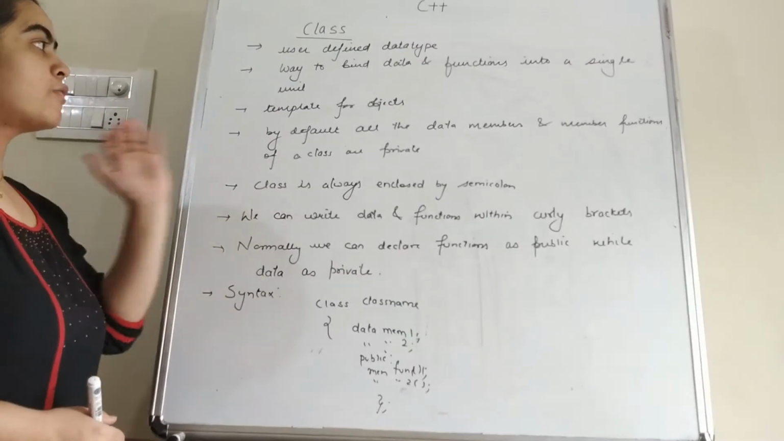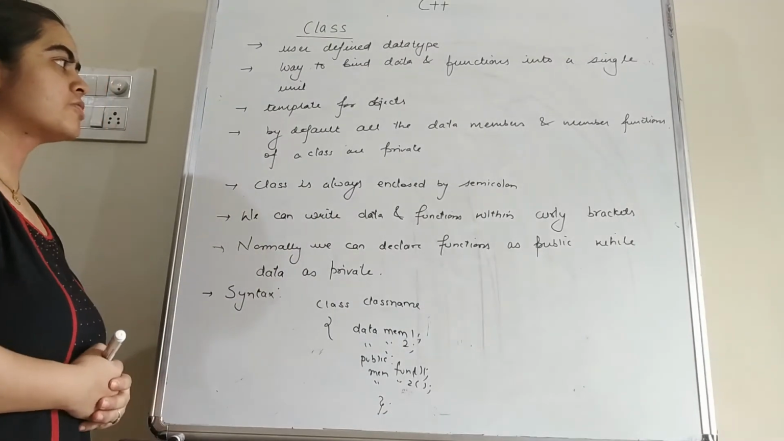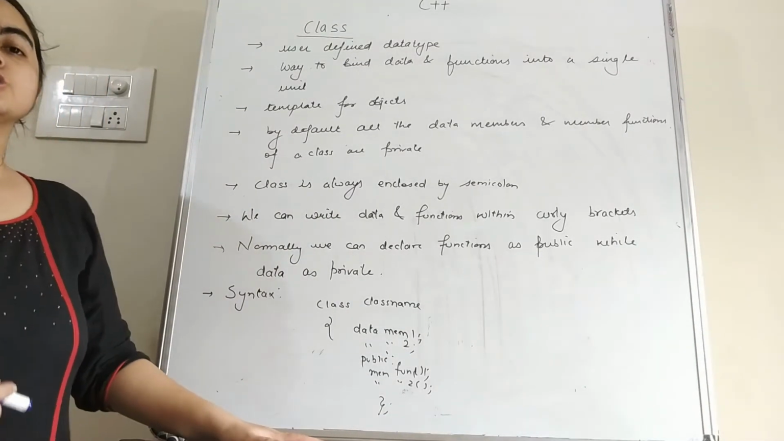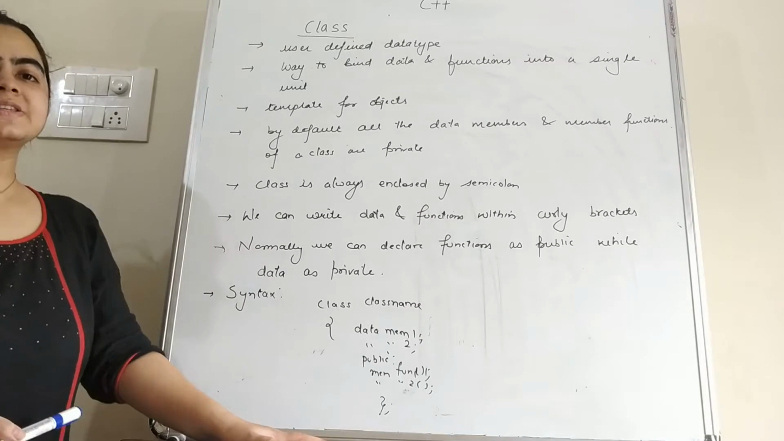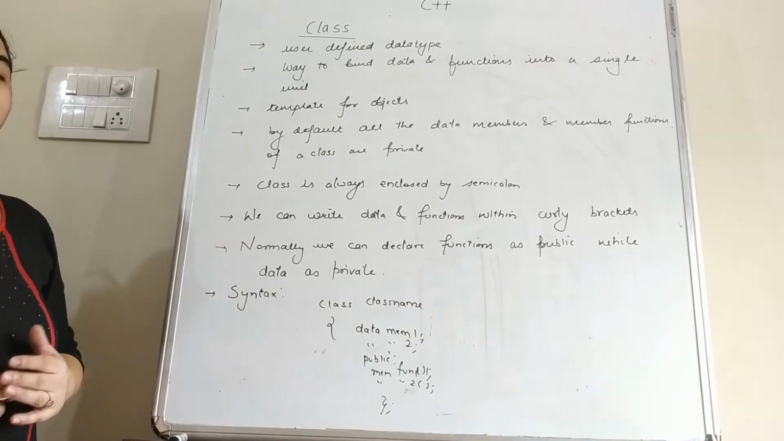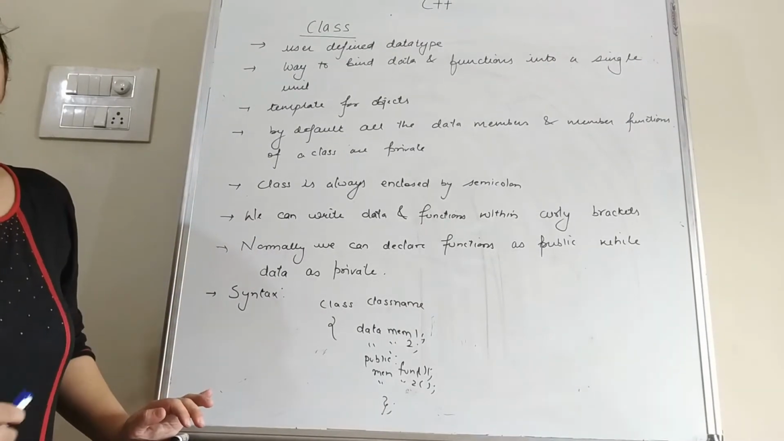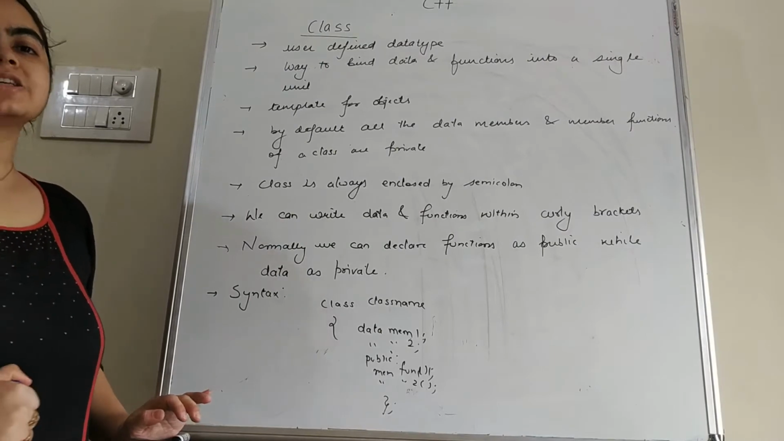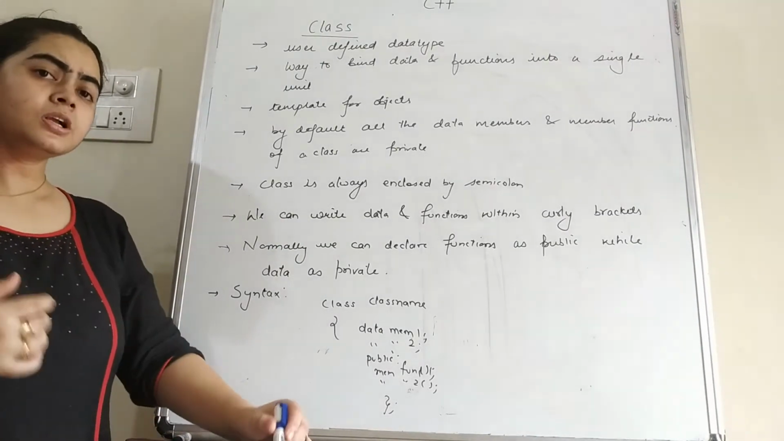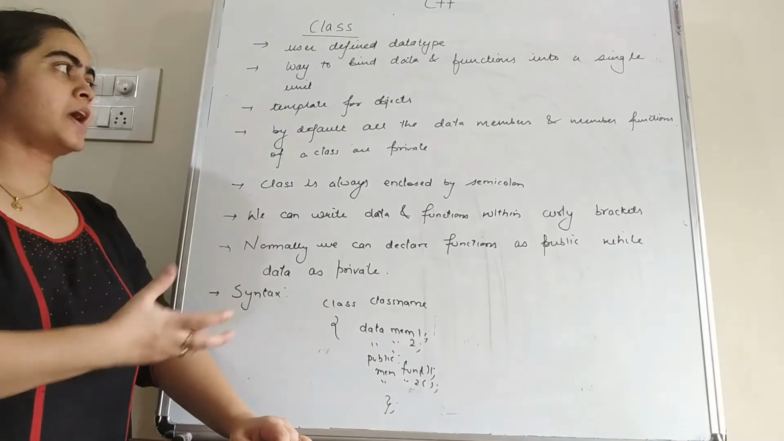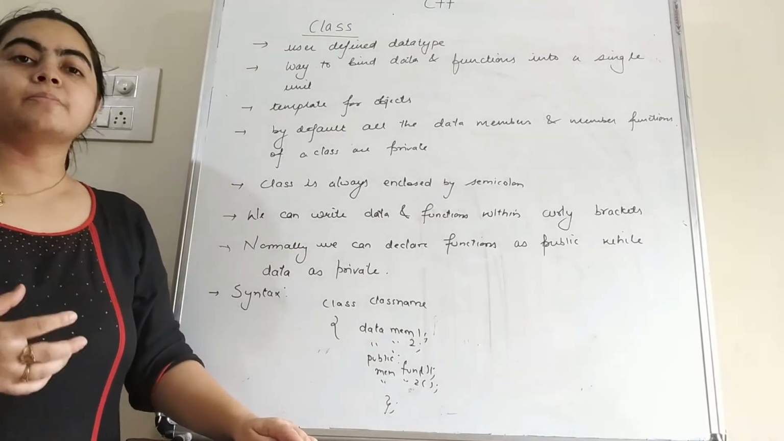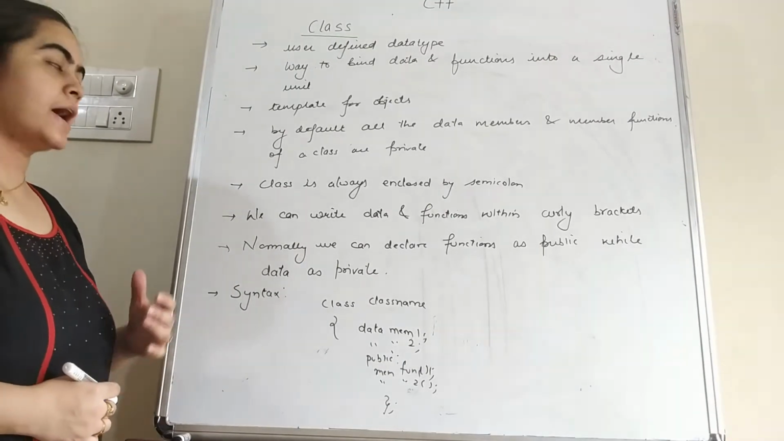Next, by default all the data members and member functions of the class are private. So students, if we are not specifying any other access specifier, that means all the data and all the functions within the class are private in nature. So that means we cannot use these private data members and member functions outside the class directly.